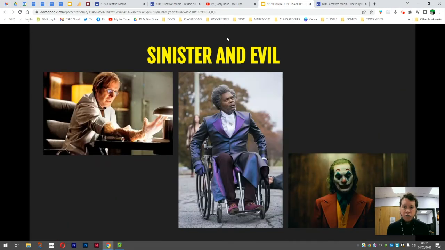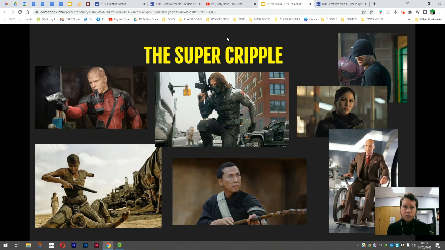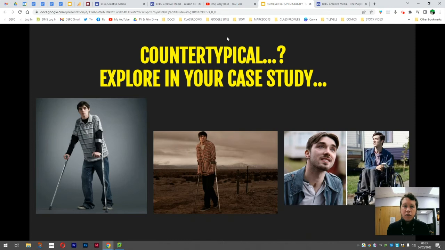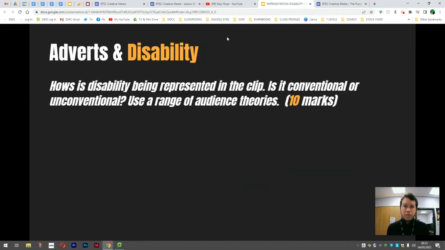We possibly also touched upon the mad scientist trope, where often a character experiments on himself or herself, and as a result of that causes the issue that leads to their disability, or perhaps causes the thing that leads to their resentment and the enhanced supernatural abilities that they then get. Again, we saw instances of the super cripple in Marvel films in particular. And then we discussed other possibly countertypical references that may exhibit both countertypical and stereotypical representation of disability that could then be explored further in a case study.